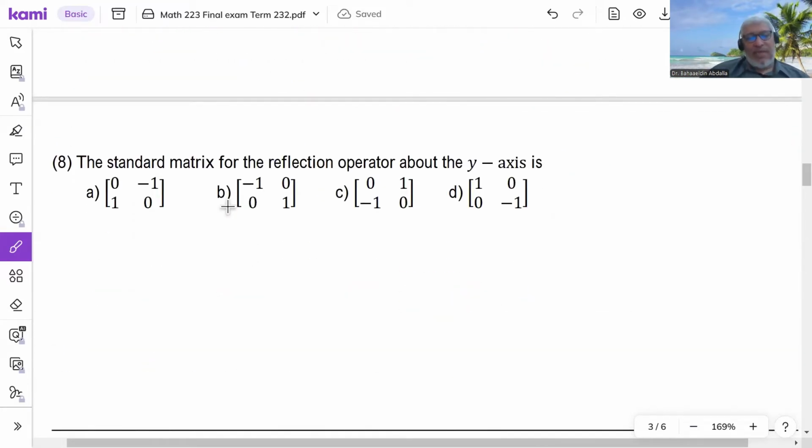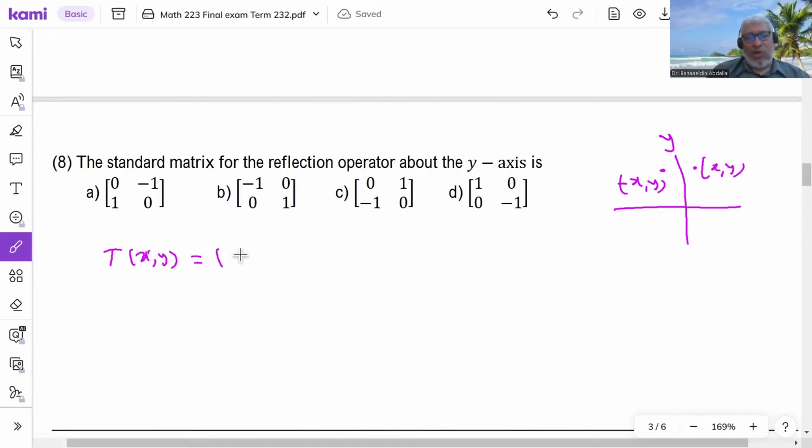The standard matrix for the reflection operator about the y-axis. When we reflect a point about the y-axis, what happens? This point will come here, y will not change, but x will change. So this transformation takes the point (x, y) to (-x, y). So what would be the standard matrix? Here I have x and y.